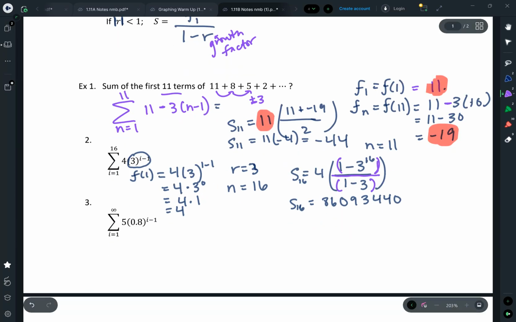Next one, I have an infinite, right? It goes to infinity, infinite geometric series. My r is equal to 0.8, and that is going to be less than 1, so we're good to go there. We can find our sum.